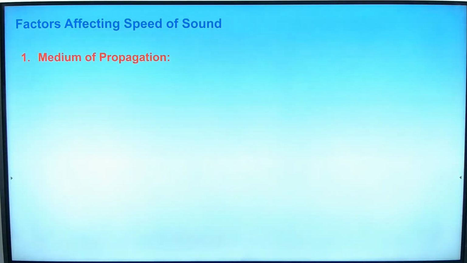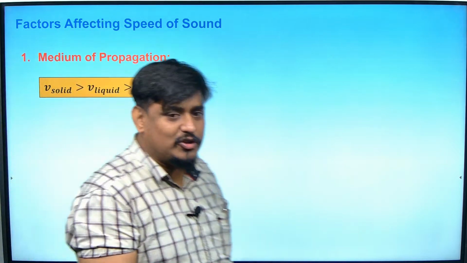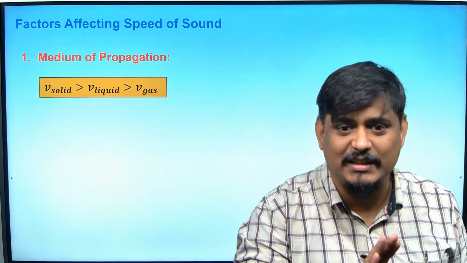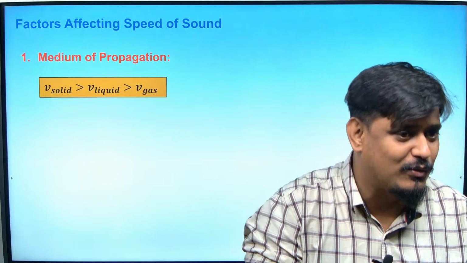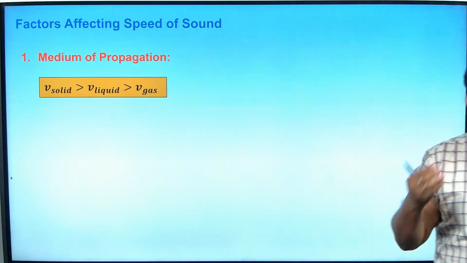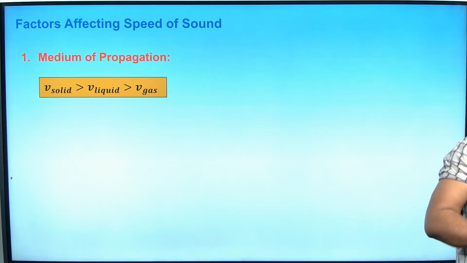So first thing is medium, as Mr. Advait told in the class, medium. Yes, first is the medium. You know that velocity of sound in solid is maximum. I hope you know this. 330 meters per second is the lowest speed of sound in air. If you go to liquid, it is more than that. If you go to solid, it is much more than that. So why it is like that? Because of the lattice structure.